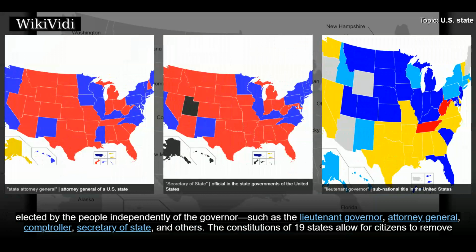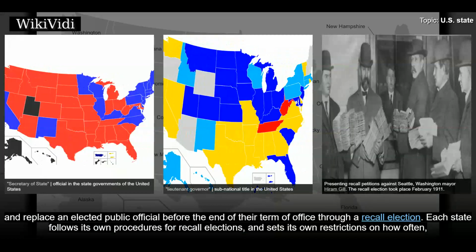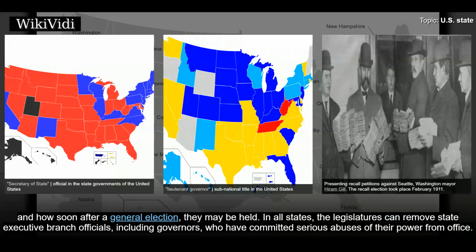The constitutions of 19 states allow for citizens to remove and replace an elected public official before the end of their term of office through a recall election. Each state follows its own procedures for recall elections, and sets its own restrictions on how often and how soon after a general election they may be held.